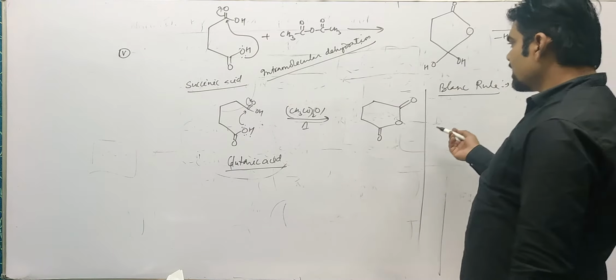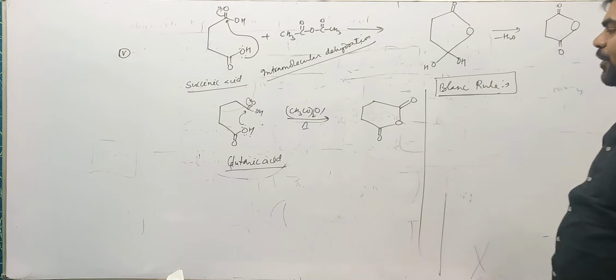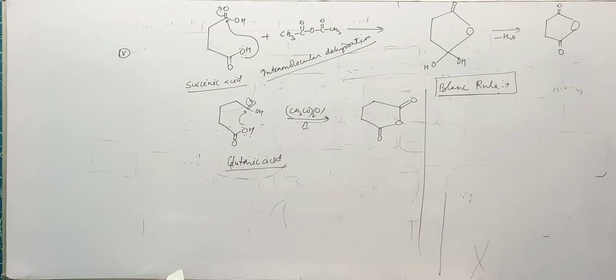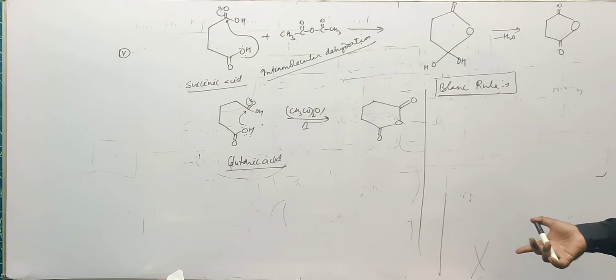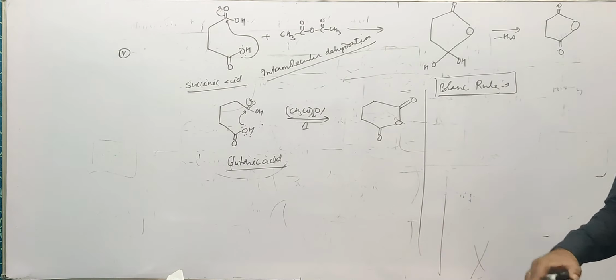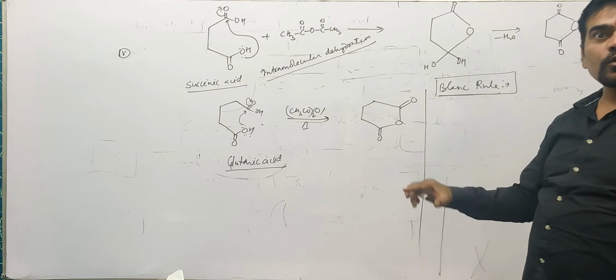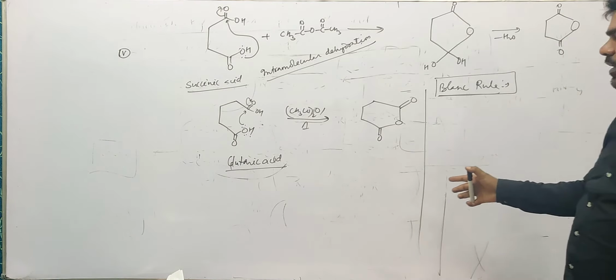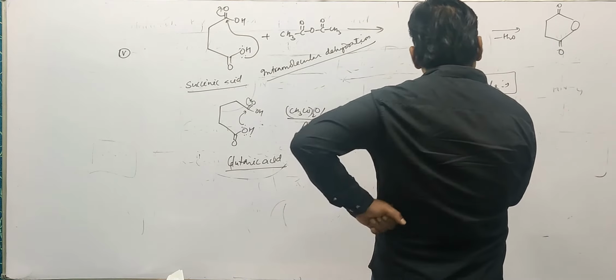What is that? This Blanc rule states that on heating a dioic acid, when there is formation of a 5 or 6 membered ring through the formation of anhydride, they will do so. If they would form a higher membered ring with anhydride, then instead of forming the anhydride, they form the corresponding cyclic ketone, whether they are heated alone or in the presence of anhydride.